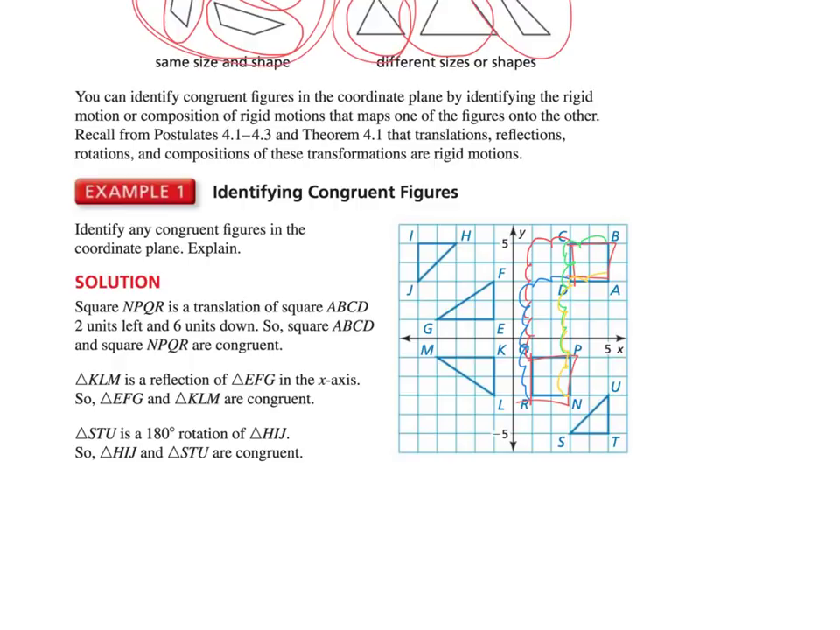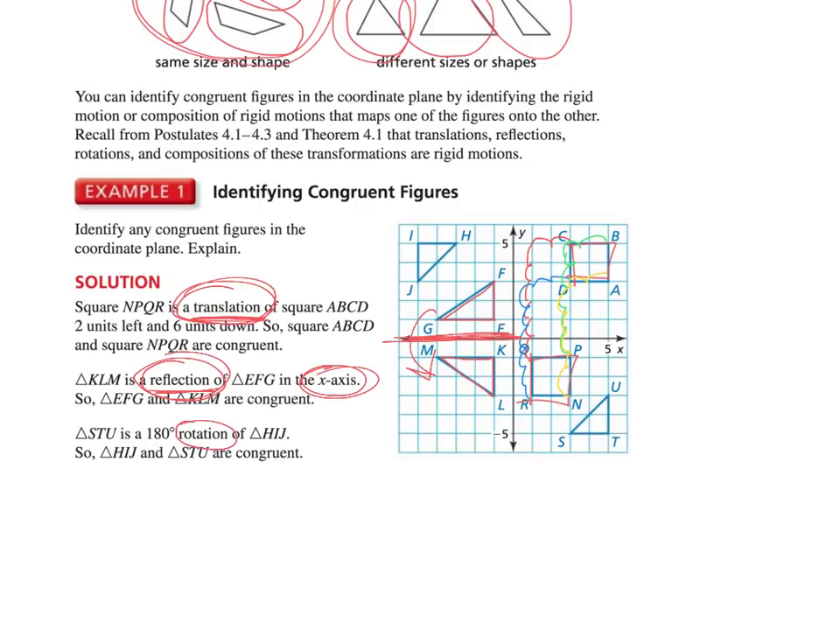Let's look at the next figure. Here we have KLM and EFG. They are the same shape, it's just oriented differently. So how do you go from EFG to KLM? Well, it's going to be reflected over the x-axis. So that's a reflection over the x-axis. What we did previously, once again, is a translation. So this was the first type of transformation we learned. Reflections were the second. And the next one is going to be a rotation.